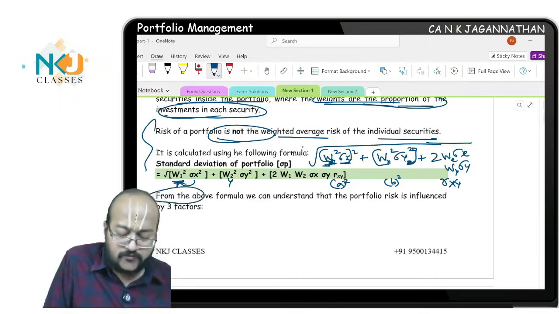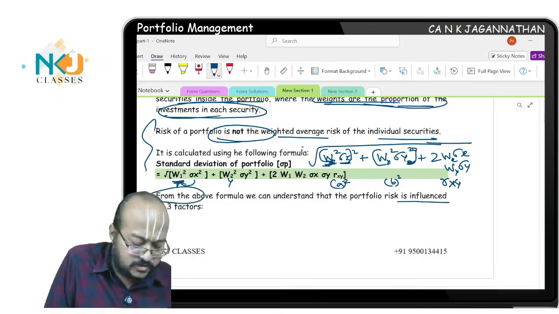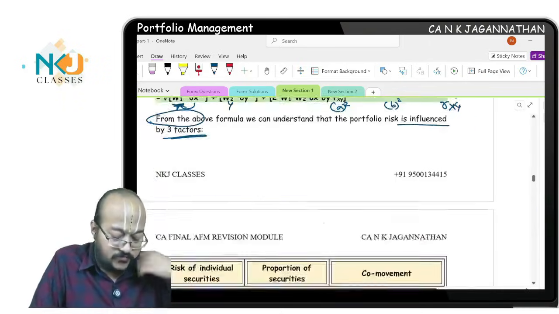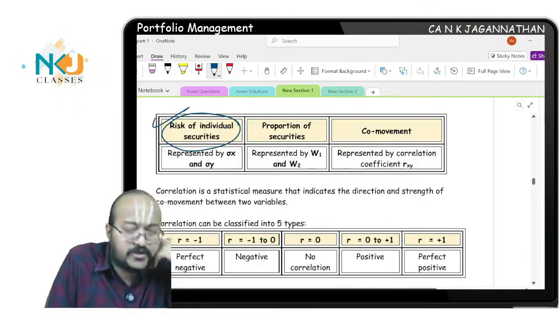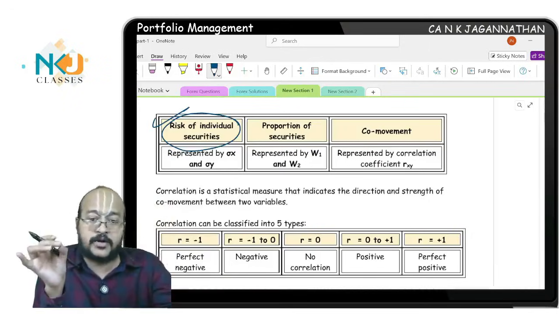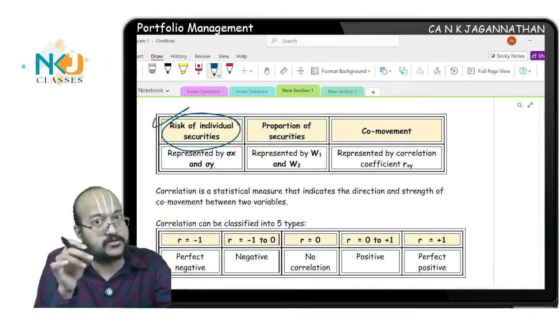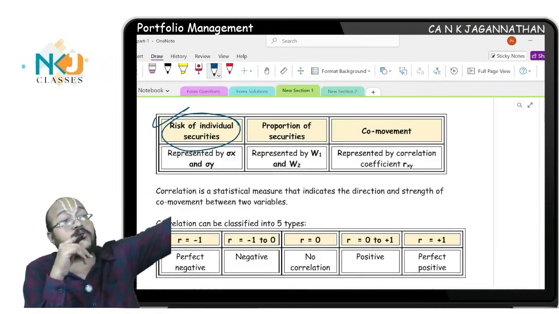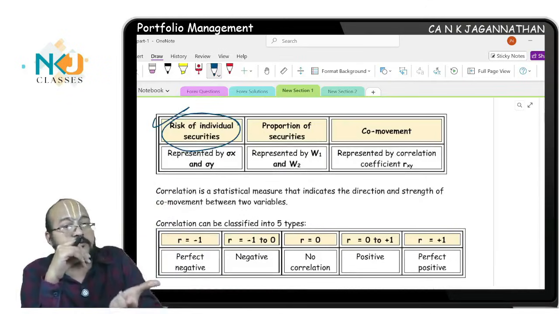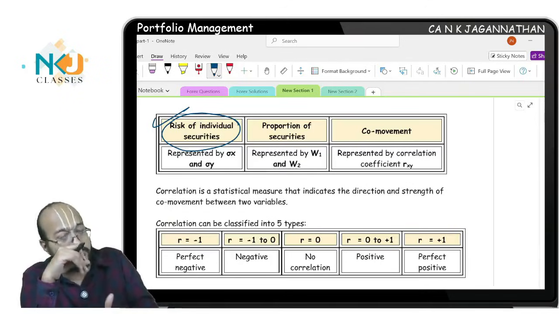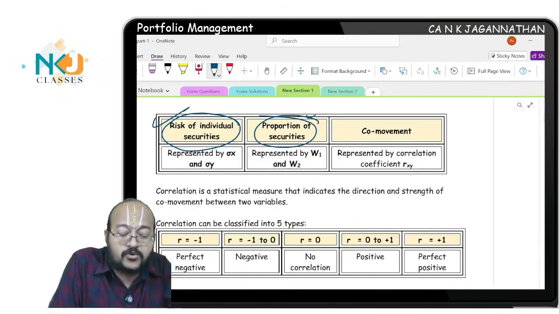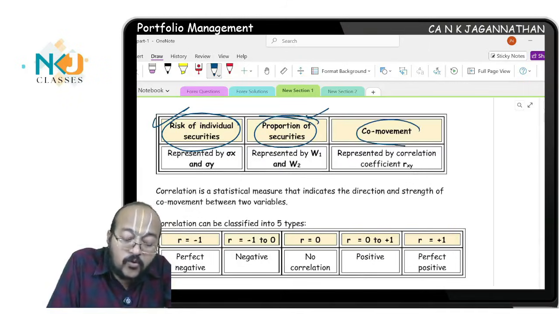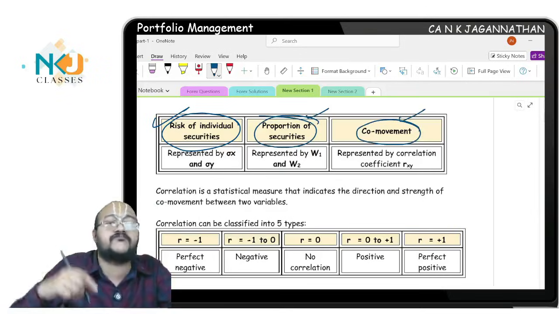From the above formula, we can understand that the portfolio risk is influenced by 3 factors. Risk of the individual securities will surely affect the risk of the portfolio. Are you understanding? I already explained that individual securities risk is relevant. Just like in portfolio return, individual securities return was relevant. Same way, for portfolio risk also, individual securities risk will be relevant, and proportion of these securities is also relevant. Apart from that, the co-movement of the security will become most relevant.